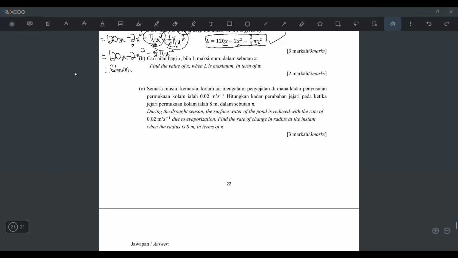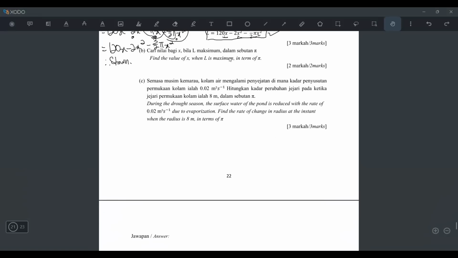Let's go to B. B says find the value of x when L is maximum. This is definitely under differentiation, the maximum minimum part. So for question B, they already say L is maximum. If they say L is maximum, it means differentiate L's equation equals 0. If they say A is minimum, then differentiate A's equation equals 0. Doesn't matter maximum or minimum, the way to do it is the same. You just differentiate that equals 0.